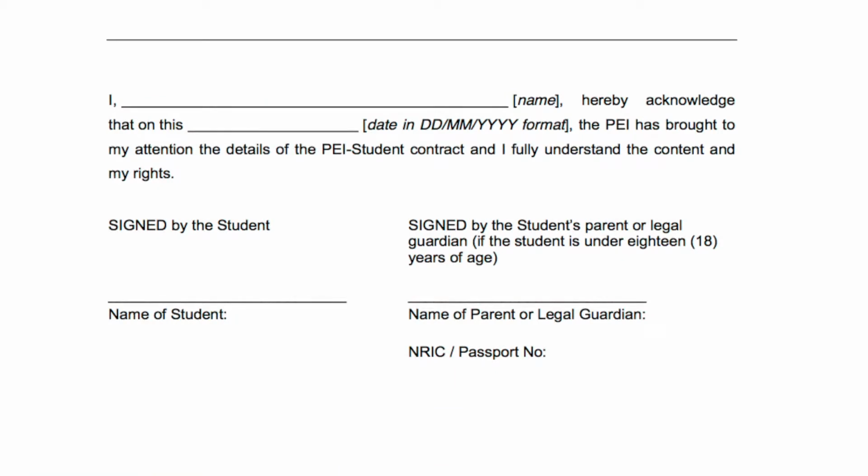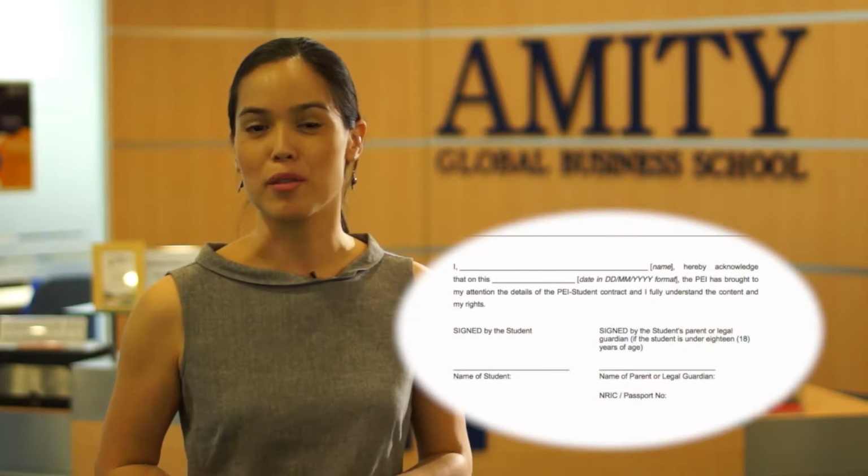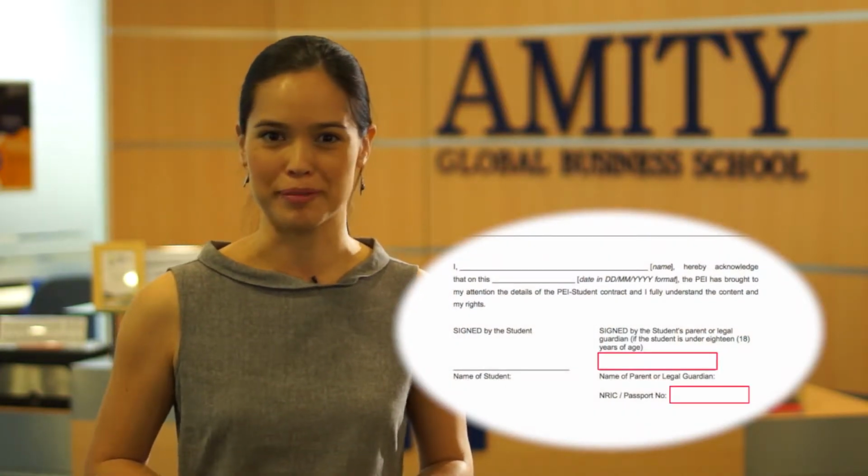In the third page of the contract, you will notice at the bottom of the page that you will need to sign off the acknowledgement that you understand the contract. Please fill up your full name, the date, and sign on the space provided. If you are below the age of 18, please get your parents or guardian to sign on the field at the bottom right with their name and NRIC or passport number. Also, ensure that you sign on every single page of the contract.